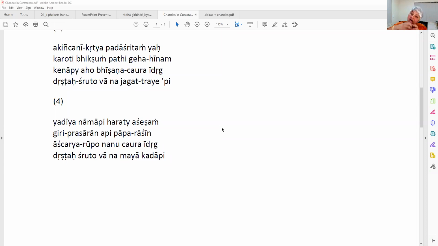Api papa rashi. So one mountain is one papa. Rashi means string. So he says, we are talking about an endless number of mountainous lines of mountains. That much papa, sins, just your name alone can take away.